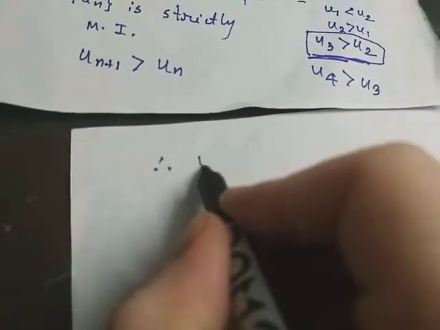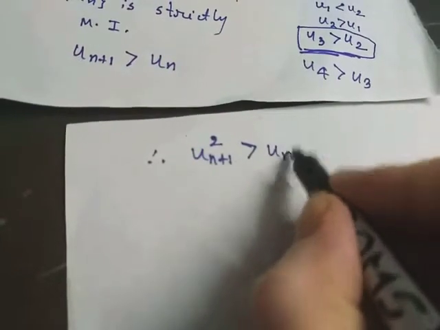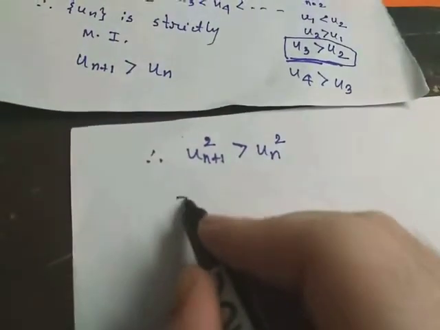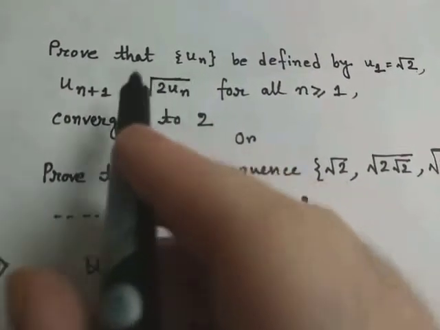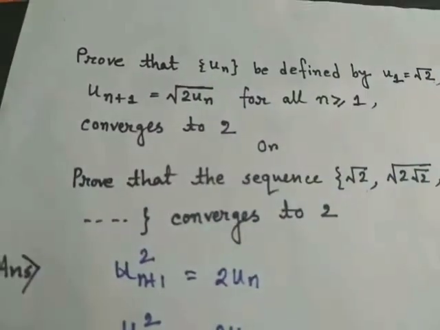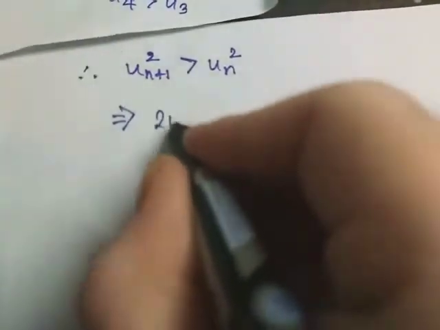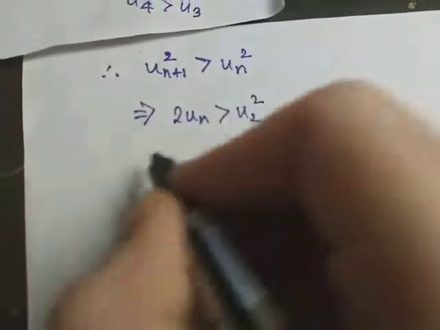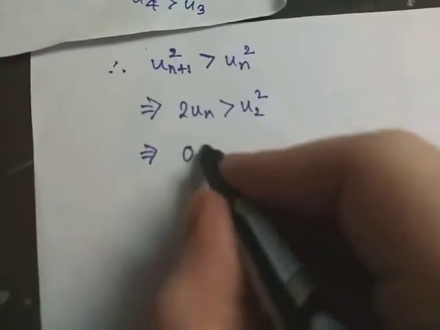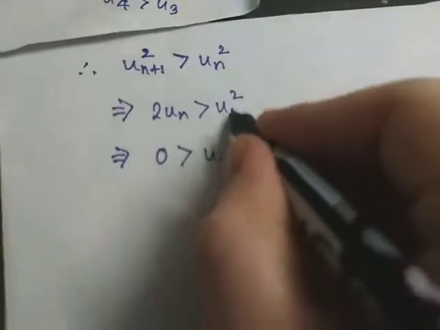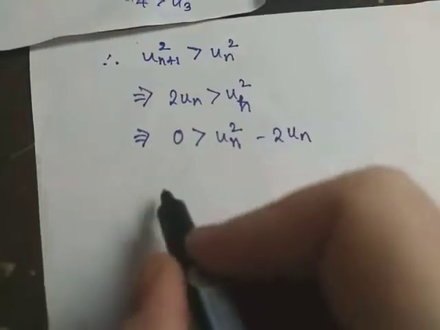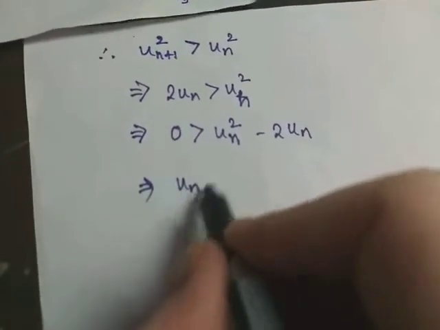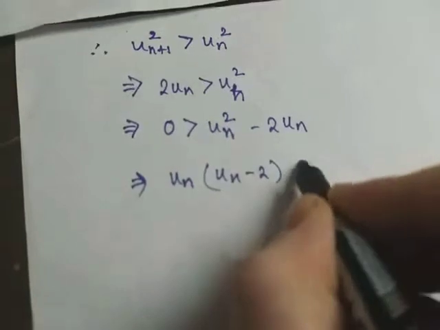Therefore un+1 square is greater than un square. Now un+1 equals root over 2un, so un+1 square equals 2un. So 2un is greater than un square, which implies 0 is greater than un square minus 2un, which implies un into (un minus 2) is less than 0.